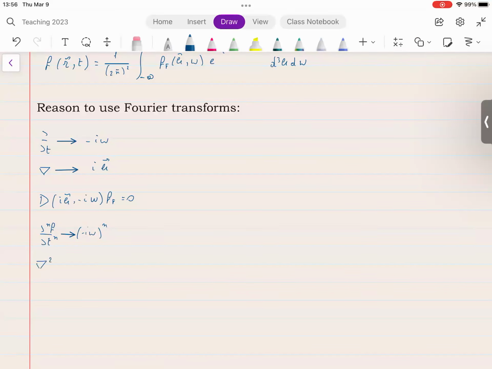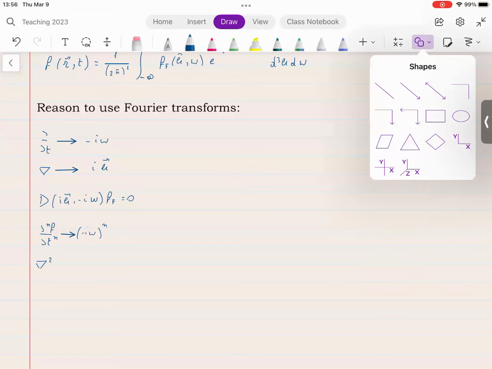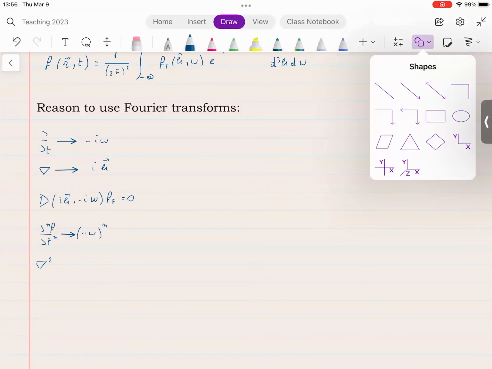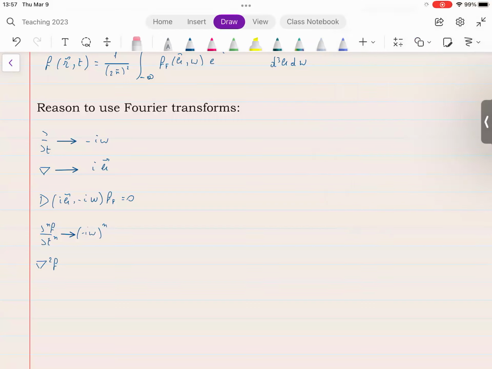If I have del squared, which is not so unlikely, maybe I should call this del squared of f. That will turn into an ik squared times f, or rather times the f transform. The way I've written it here, I need to put the transform function.